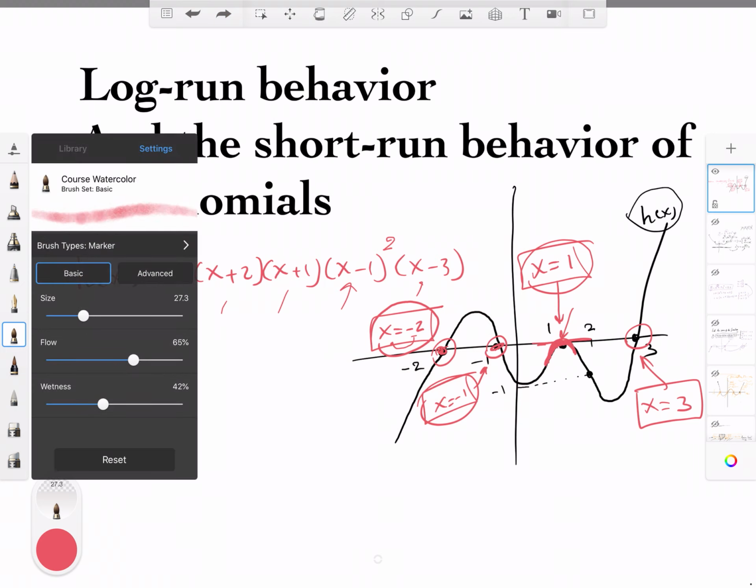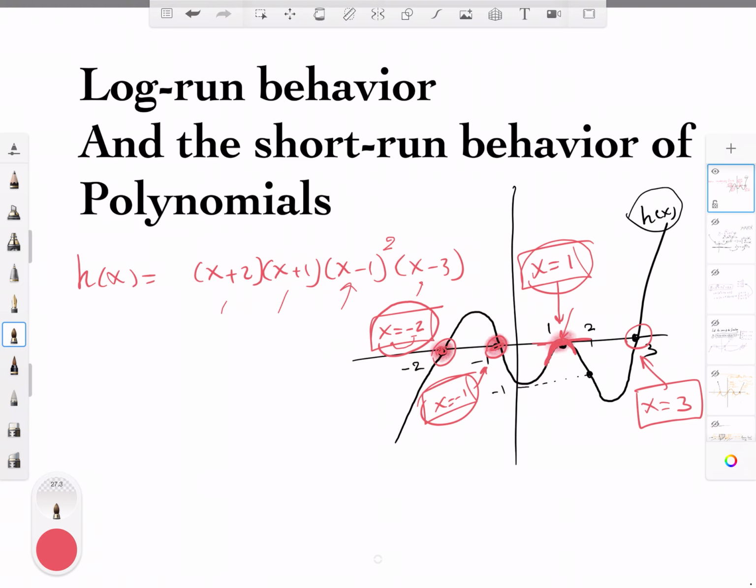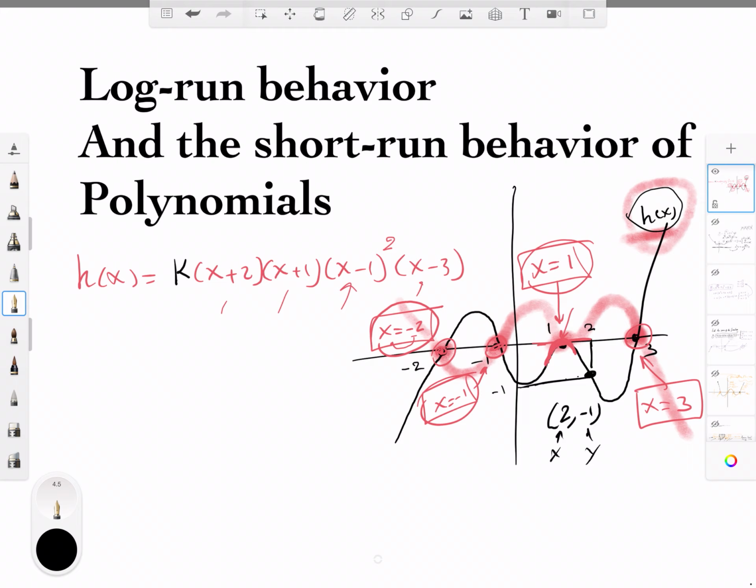This is not enough. Having only these points, we cannot determine h of x, because another graph might have the same x-intercepts. So in order to find the unique h of x, we need to put a k here and solve for k. We have another point, which is 2 and negative 1. So 2 comma negative 1. X is 2 and y equal to negative 1. So I'm going to put negative 1 equal to k. Instead of x, I'm going to put 2.